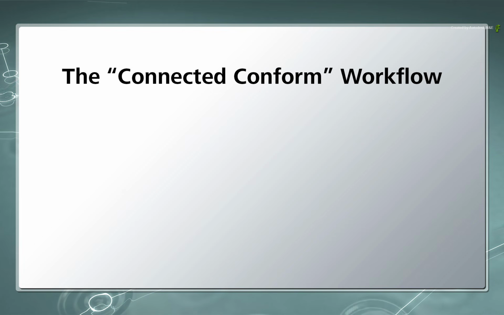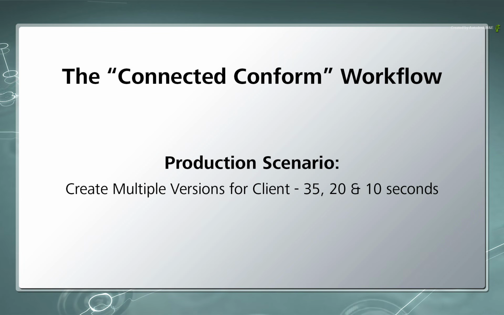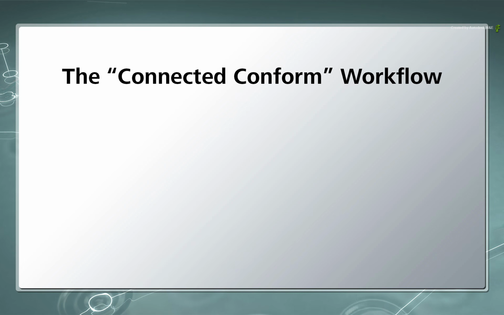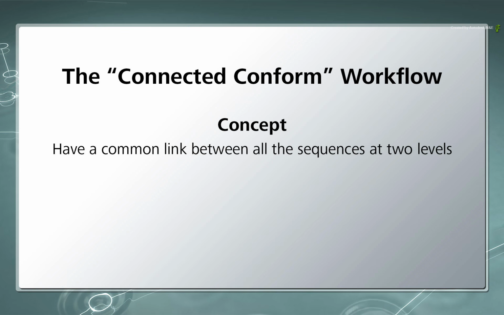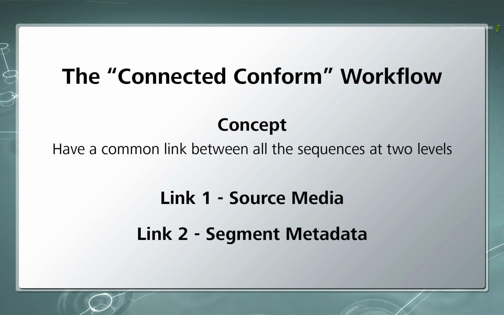So to set the scenario, we are working on a production that will deliver a 35-second master as well as 20-second and 10-second cut-down versions. In terms of the Connected Conform workflow, the general idea revolves around keeping a common link between all the sequences at two specific levels. The first level is the source media, and the second level is the segment metadata. I'll explain each part in greater detail as we go through them.